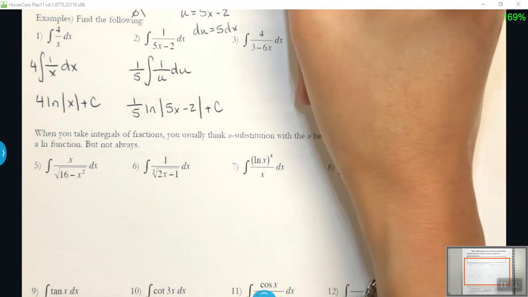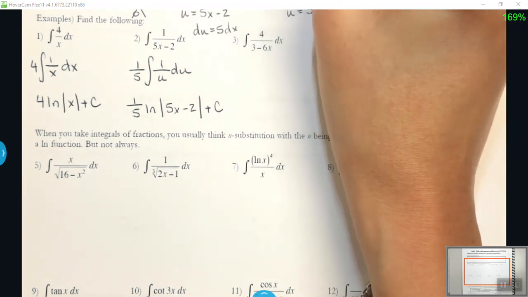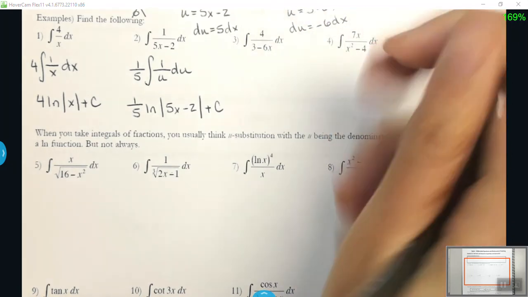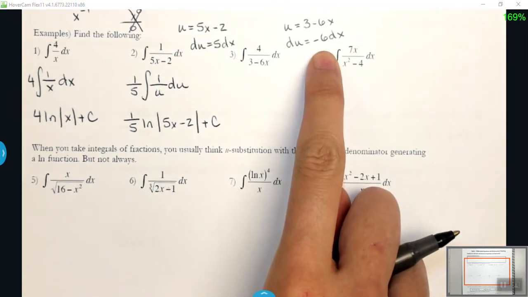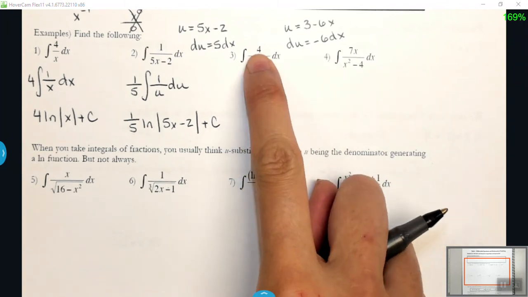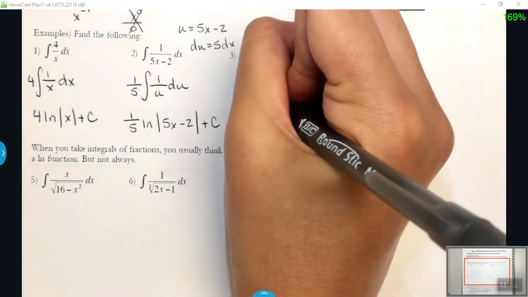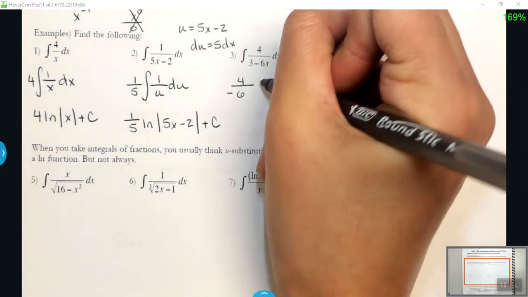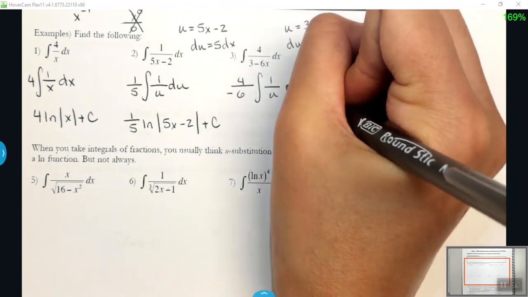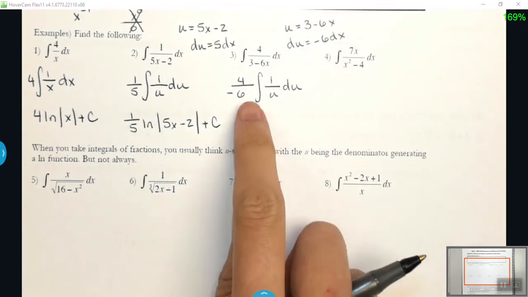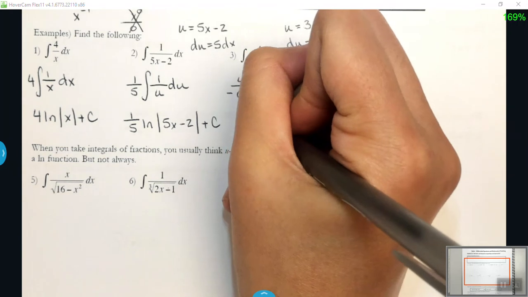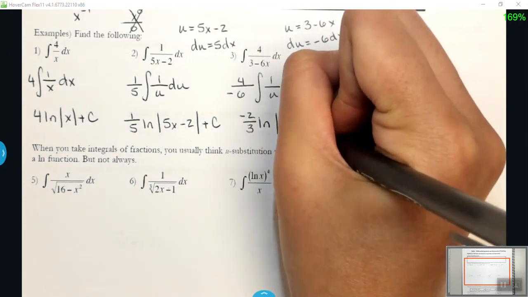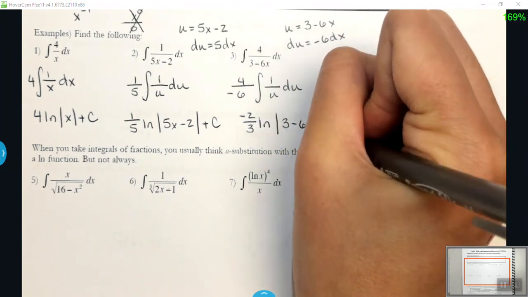All right, u is 3 minus 6x, so du is negative 6 dx. So I'm going to pull out a 1/6 as well as this 4 on the top. So I'm going to pull out a 4/6, negative, right? Integral 1 over u du. And then the integral of that is negative 2/3 natural log, plug in 3 minus 6x plus c.